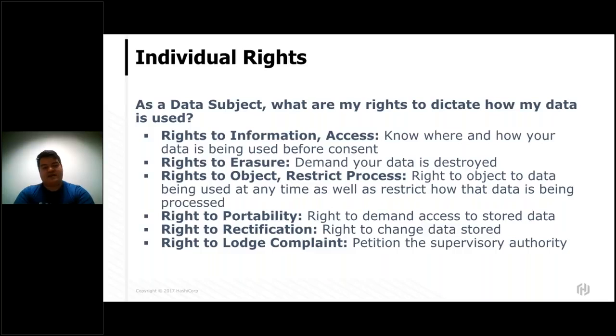But what's unique about it is the fact that it will spark an investigation that will go line by line through each one of the individual rights and scrutinize how you are complying or not complying with it. And again, if you're found in non-compliance, the penalties are significant.